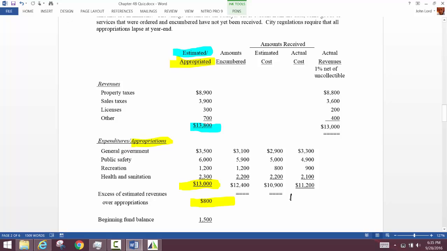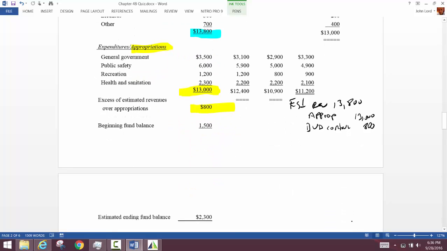Debit estimated revenue. Good. Debit estimated revenue for $13,800. Good. Credit the appropriations. Good. For the $13,000. Good. What do you want to do with that 800? Budgetary control. Good. So maybe you guys do want this question. Okay. And that was what was down here in the solution, guys.